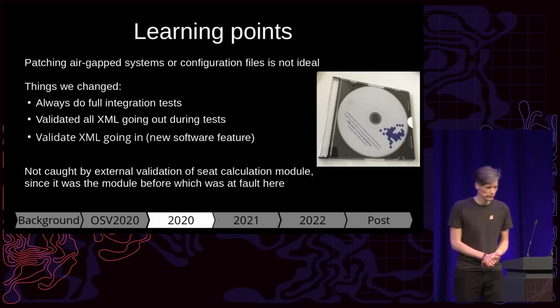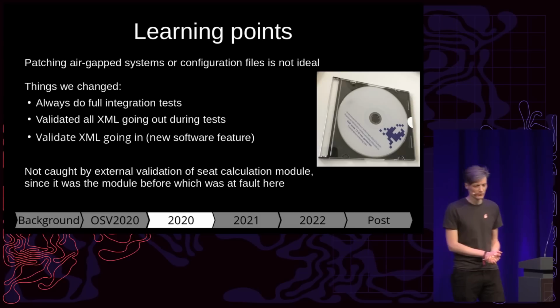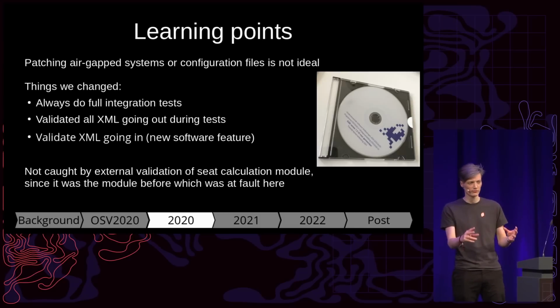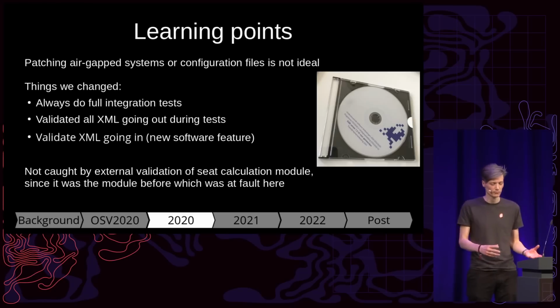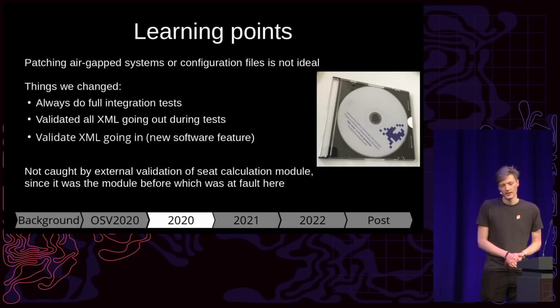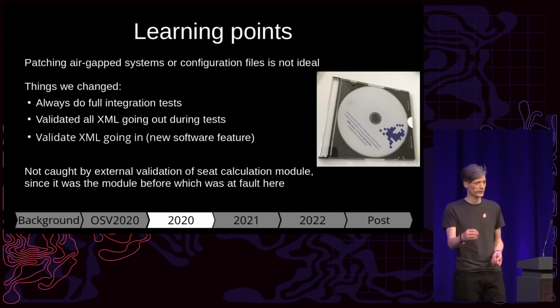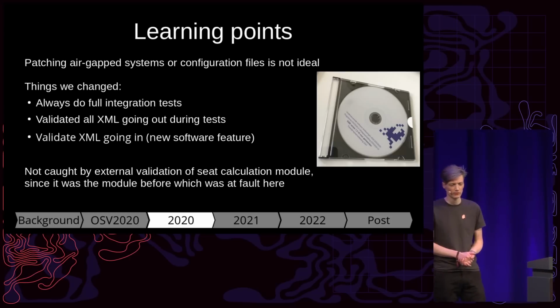One thing we did learn was to always do a full integration test. We didn't, because we had old software making the same configuration files and lots of test cases. It worked on the old configuration test files, but it didn't really work. From that day on, we validated every XML going in and out. If we had validated the XML, it would have been flagged invalid because the parameter was forced to be there. We also added this validation as a new feature in the software.